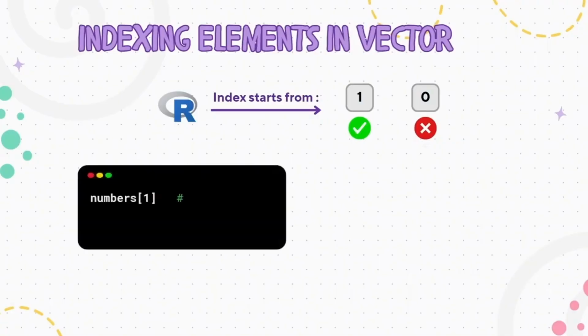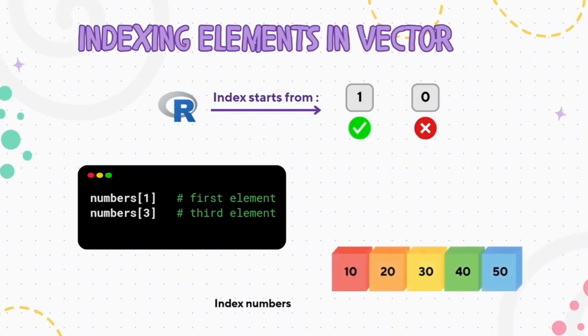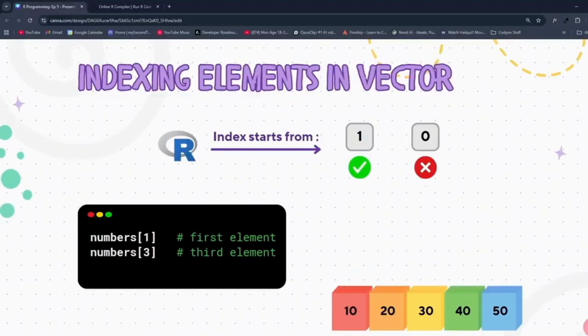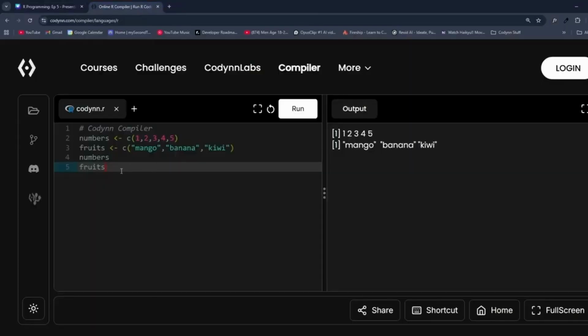So, if we had a vector called numbers, then numbers square bracket 1 would access the first element, whereas numbers square bracket 3 would access the third element, and it is pretty straightforward. So all of these would be indexed as 1, 2, 3, 4, and then 5. And if you come from Python or JavaScript, where indexing of these types of collections start with a 0, welcome to R's unusual world. Now that we have discussed indexing, let's actually demonstrate it inside of our compiler. Let's access, let's say, the third element of our numbers and then the second element of our fruits. So what will happen if we do this?